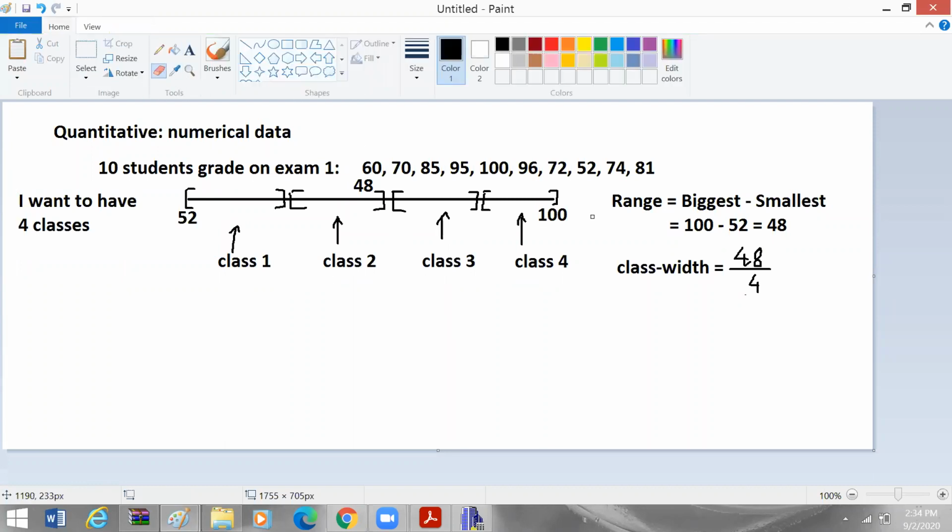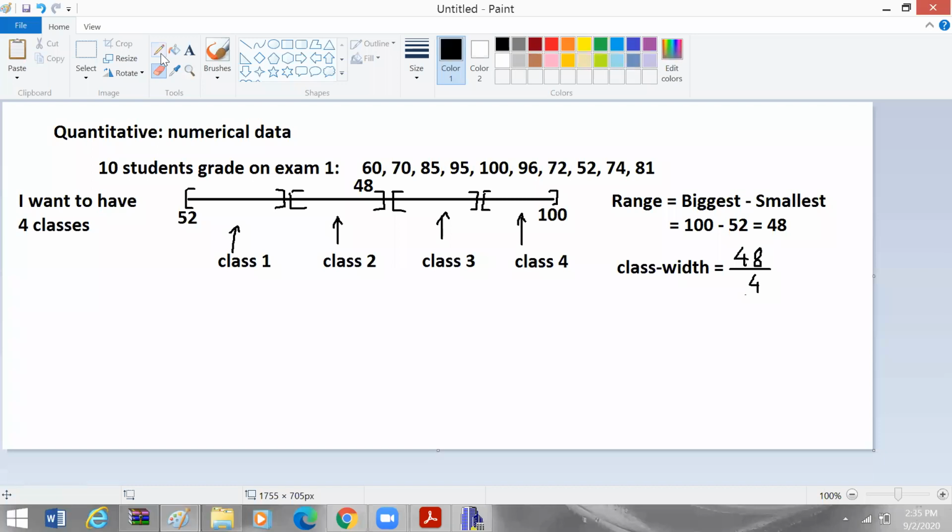In this case it is between 52 and 100, right? So this is the range that we are interested in. Other than that, we don't care. For instance, I don't care about the range between 0 to 51, because there's no data. There's no grade of the students' exams on it. So that's the reason why I take 48 and then divide it by 4. So that will be the entire range of this data set over 4.